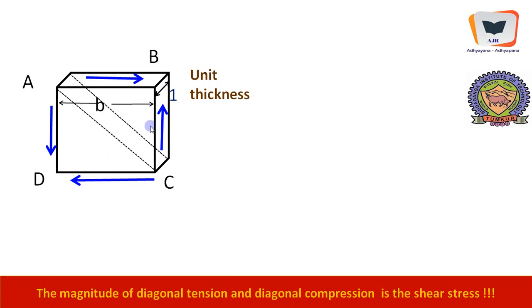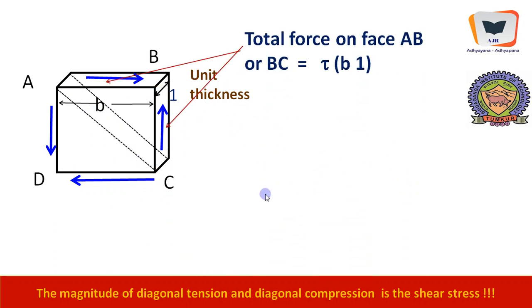So this particular rectangular element has sides B and B. It has a square face, B into B, and this is the surface which is subjected to shear. This is yet another surface, and here is the diagonal surface which is shown in dotted lines, and the thickness is unit thickness. Total force on the face AB is the stress into area.